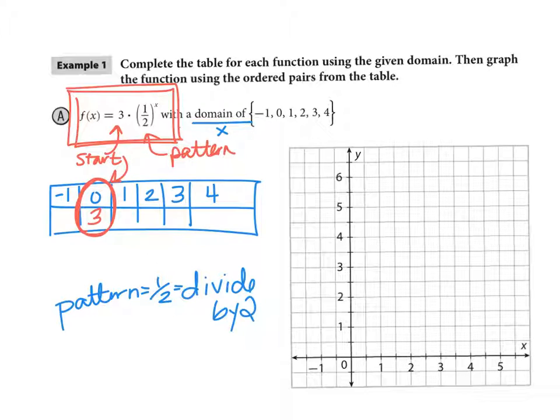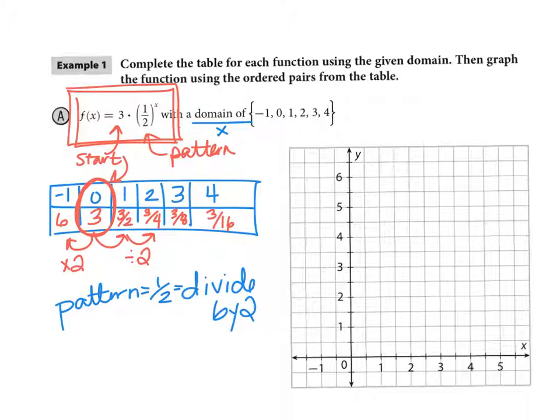Well, if I divide 3 by 2, that gives me 3 over 2. And if I divide that by 2, I get 3 over 4, and 3 over 8, and 3 over 16. Notice how the bottom number is just multiplying by 2 every time, since it's 1/2. And then if going forward is divide by 2, then going backwards must be multiply by 2, which means my first point there is going to be 6.